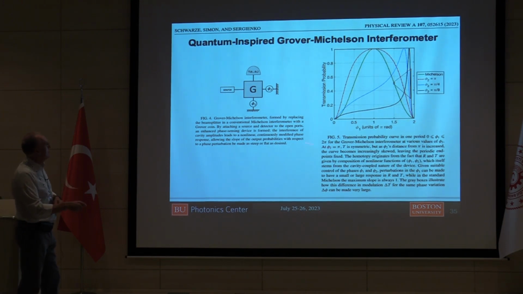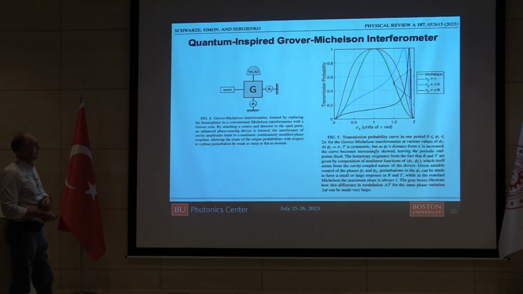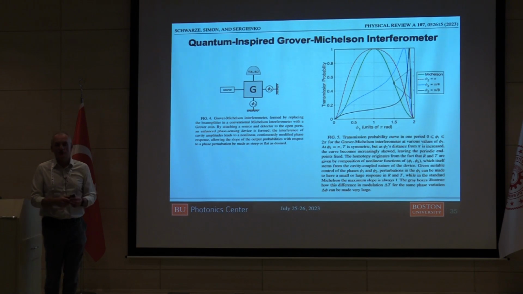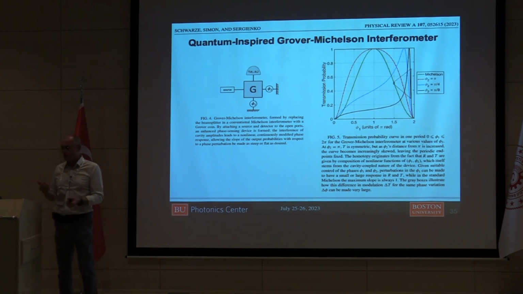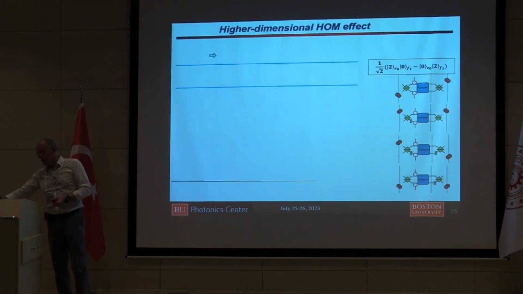That's an outcome of this approach. You replace this beam splitter with the Grover coin, and you increase substantially the sensitivity of conventional interferometry in this case.